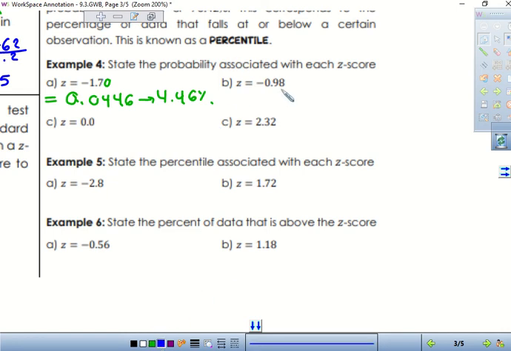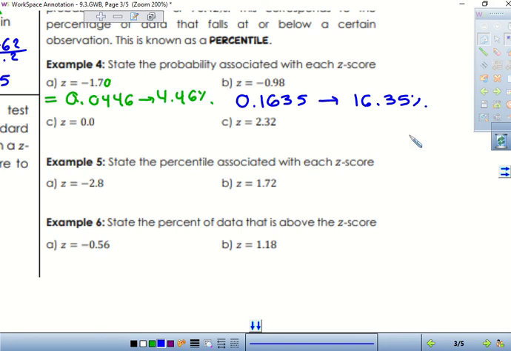Now we're going to do the same procedure for this one. We're going to go to negative 0.9 on the chart, and we're going to go over all the way to what? 0.8, yeah, 0.08, which gives us 0.1635, also known as 16.35%. So these are the probabilities associated with each z-score.